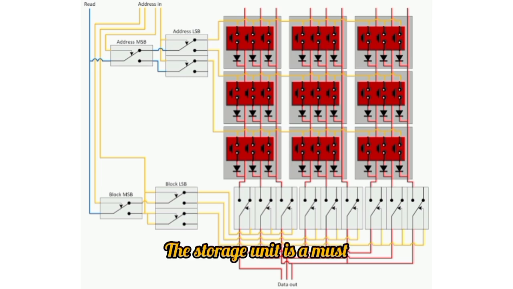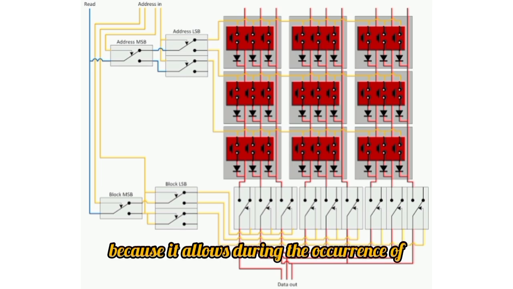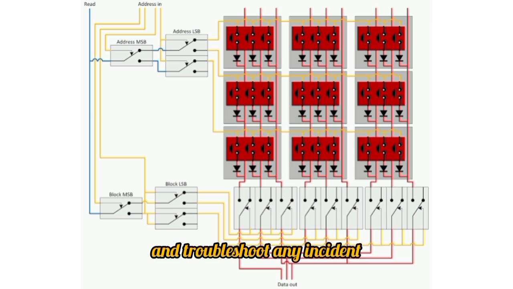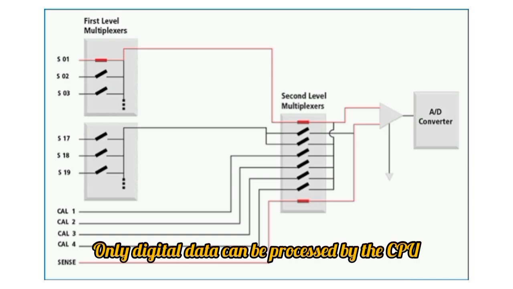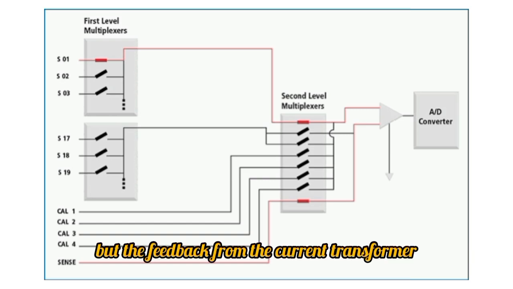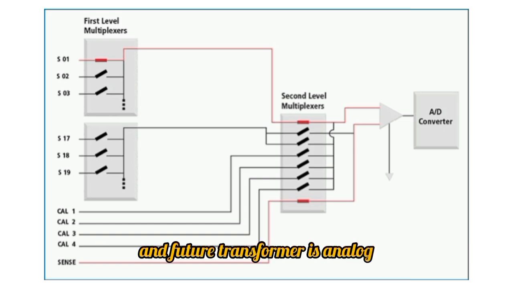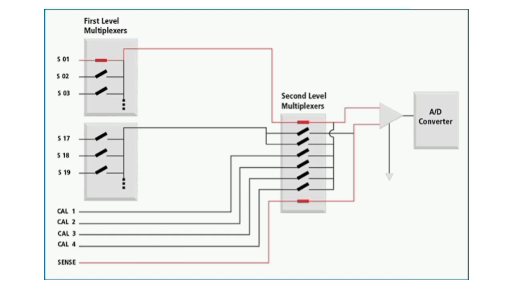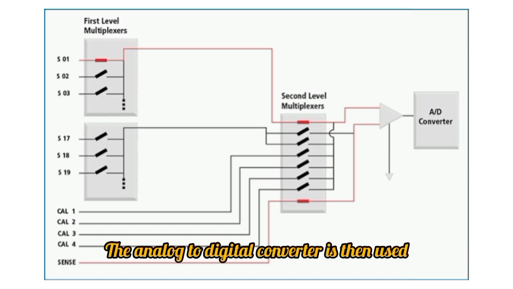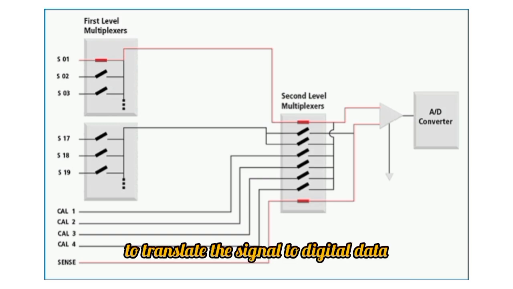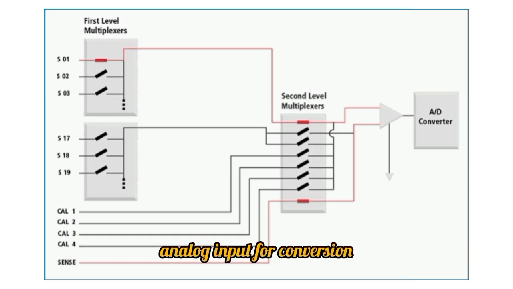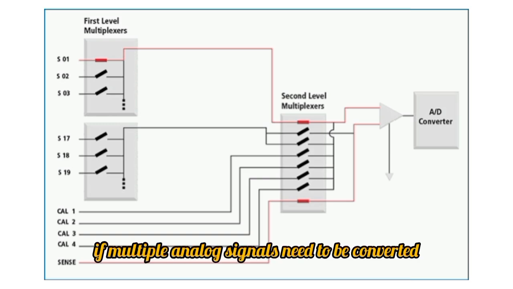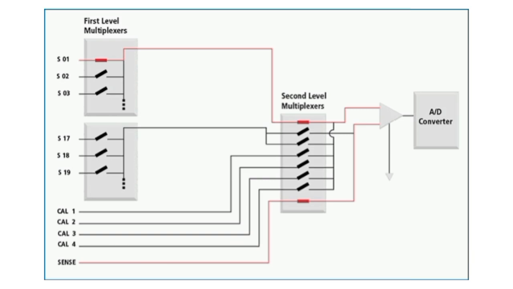The storage unit is a must because it allows us to evaluate and troubleshoot any incident during the occurrence of a fault. Multiplexer and analog to digital converter. Only digital data can be processed by the CPU, but the feedback from the current transformer and voltage transformer is analog. The analog to digital converter is then used to translate the signal to digital data. A multiplexer is used to select the necessary analog input for conversion if multiple analog signals need to be converted.